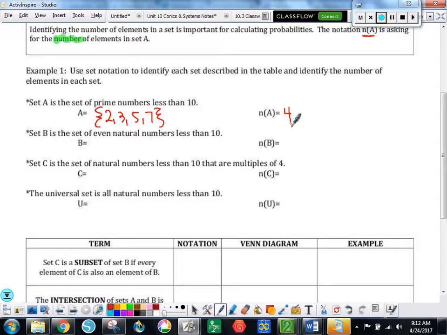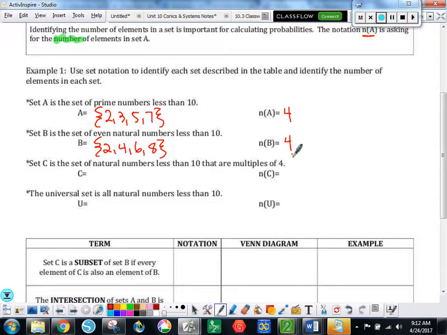Set B is the set of all even natural numbers less than 10. What's a natural number? Basically a whole number. So, 2, 4, 6, 8. Why did I not include 10? It's got to be less than 10. Good, and the number of elements in that set is 4 again.